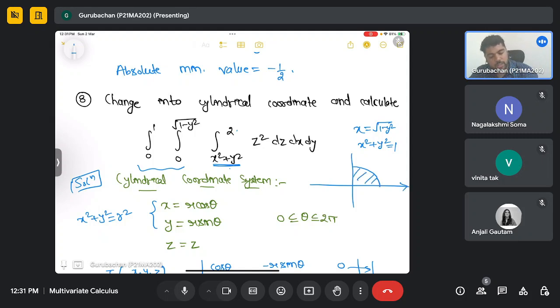This will be our first quadrant, and therefore our radius will vary from 0 to 1. So we have to take this radial strip, and our r will vary from 0 to 1, and our theta will vary from 0, this is theta equal to 0, to theta equal to pi by 2. So now we have decided our limits, and z will remain as z.